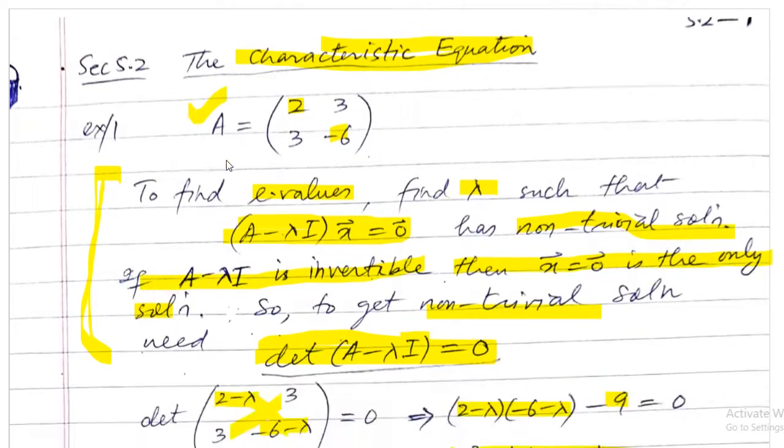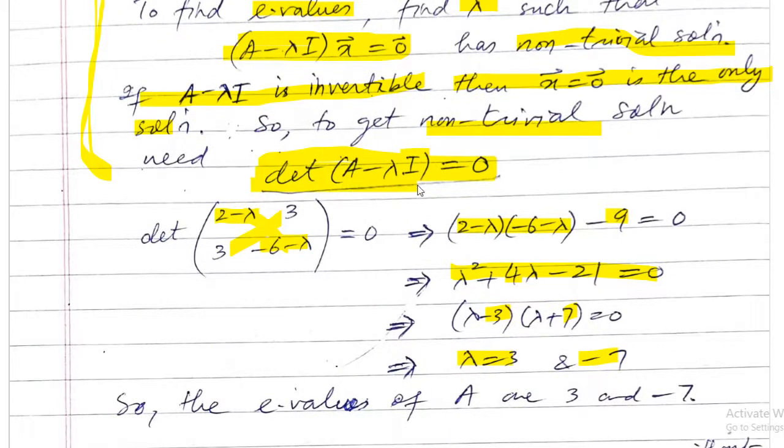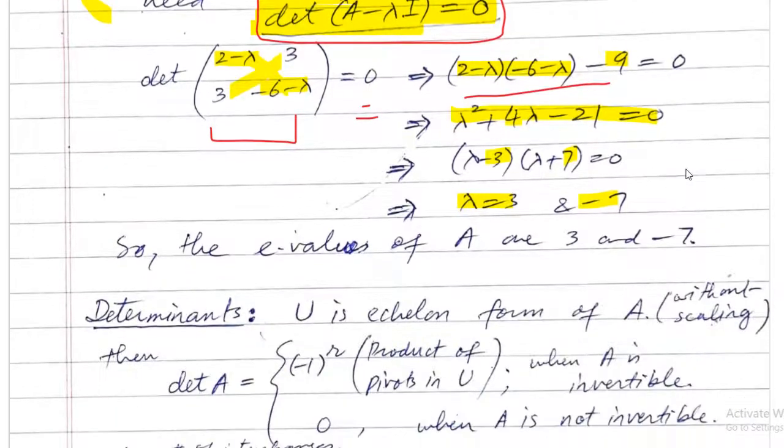Whenever a matrix is given, write the characteristic equation directly. Write this equation directly and put it equal to 0. So the left hand side becomes this. Determinant is equal to 0. Find the determinant and put it equal to 0.